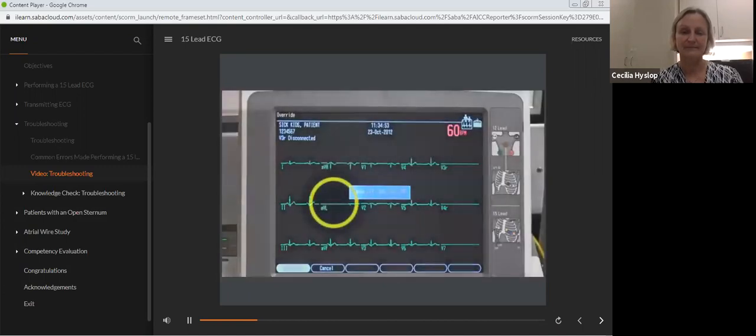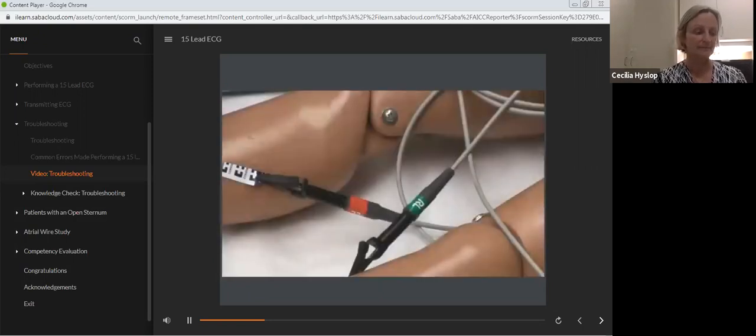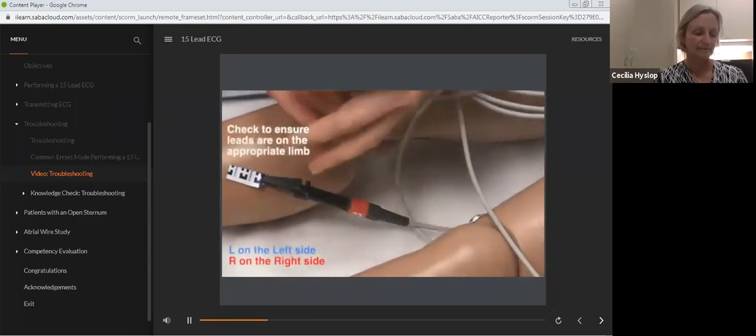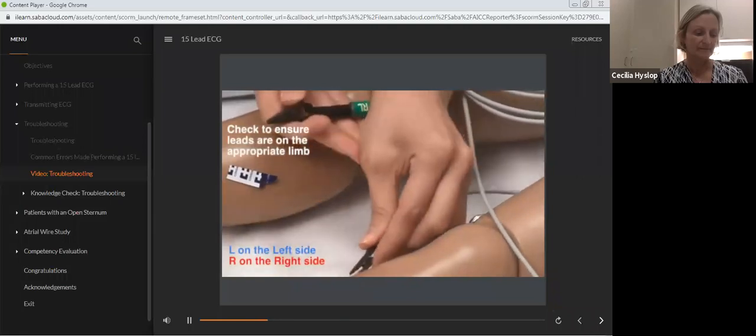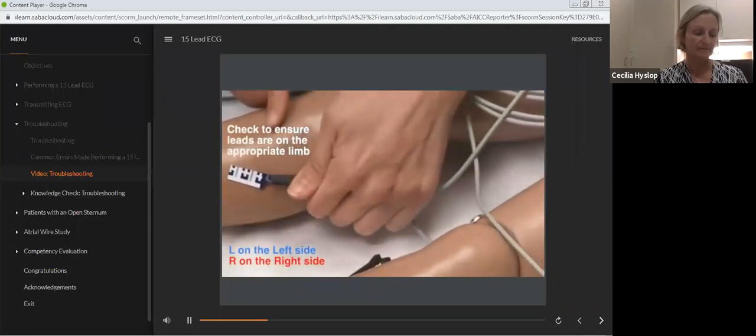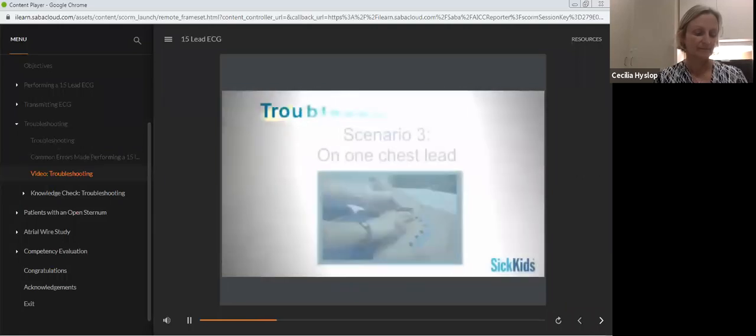If on your limb leads you are seeing a flat line on any lead, it is normally due to a limb lead reversal. So ensure that your right arm lead is on your patient's right arm, and the right leg and left leg are not reversed. And if so, reverse them.